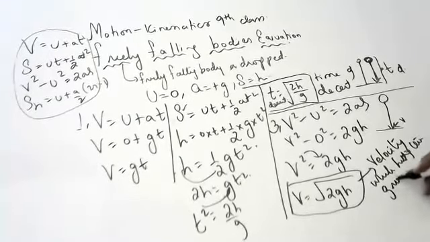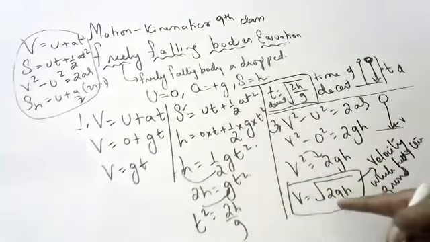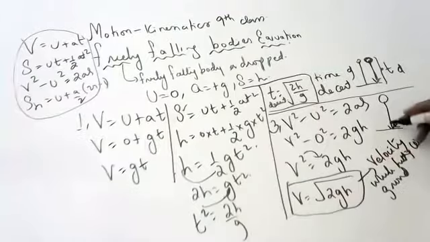Velocity while hitting the ground is root of... The first formula is the same as that, right? No, no, no. Listen, all of it. v = gt is different. This is v = root 2gh. This is the velocity while hitting the ground, children.